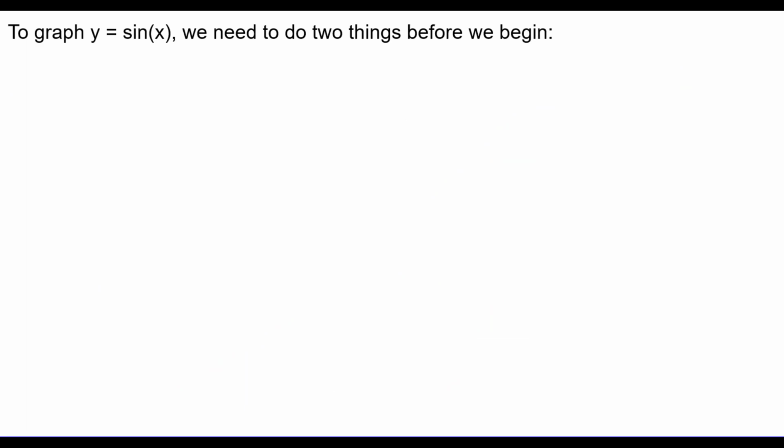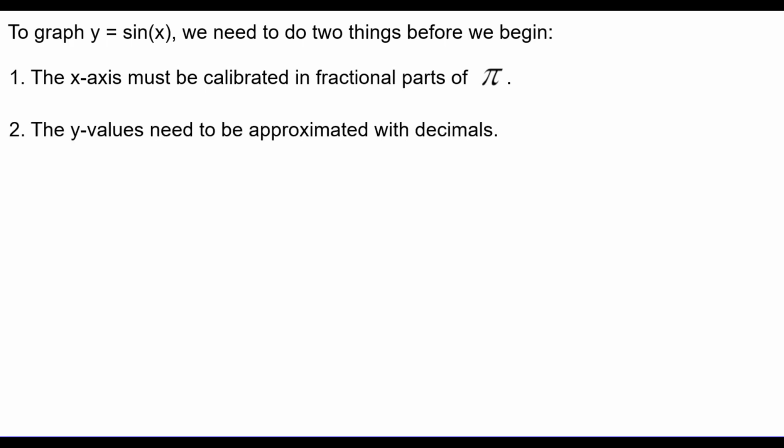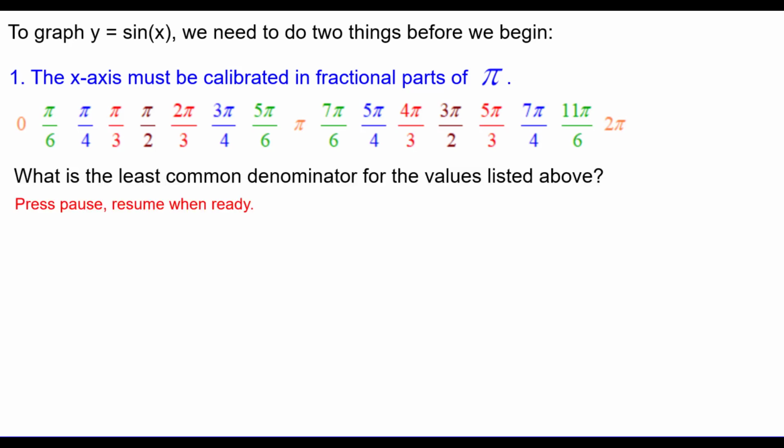To graph y equals the sine of x, we need to do two things before we can begin. First of all, the x-axis must be calibrated in fractional parts of pi. And then the y values need to be approximated with decimals. Those irrational numbers need to be approximated so we can plot them more easily. So to calibrate in fractional parts of pi, we're looking at all these values here, and we should know the least common denominator for these values. So press pause when you figure and resume when you figure that out.